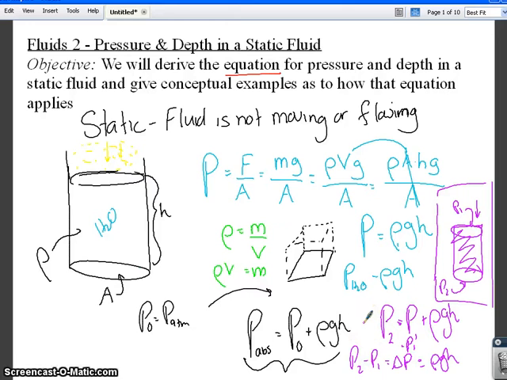So that is the derivation of the pressure equation. Pressure is equal to rho GH, and if we want absolute pressure, it's equal to atmospheric pressure plus rho GH. And more generally, the pressure at the bottom is equal to the pressure at the top plus rho GH.